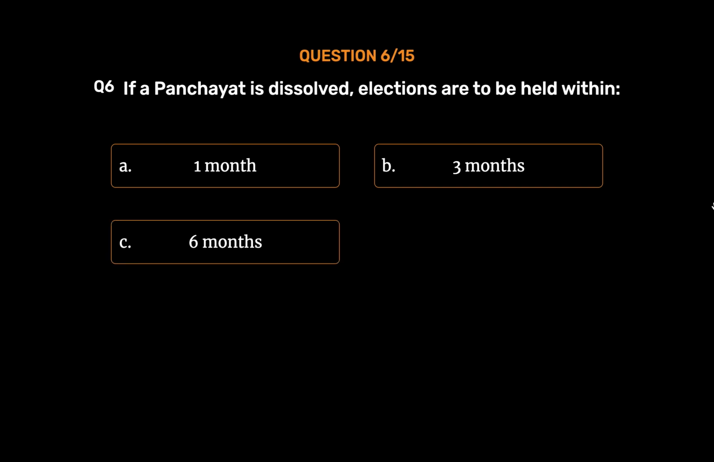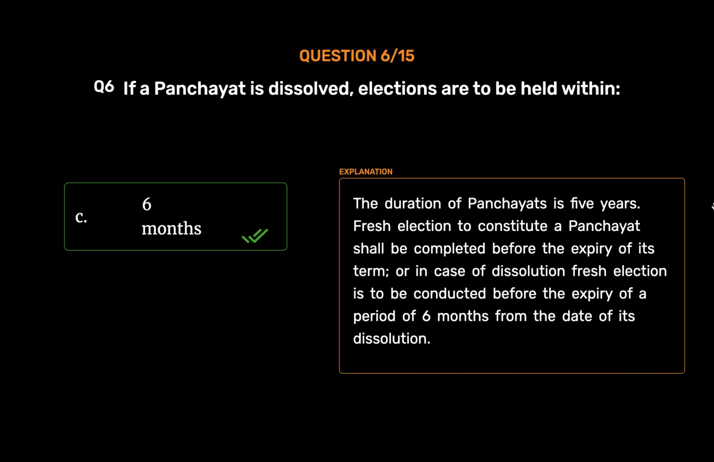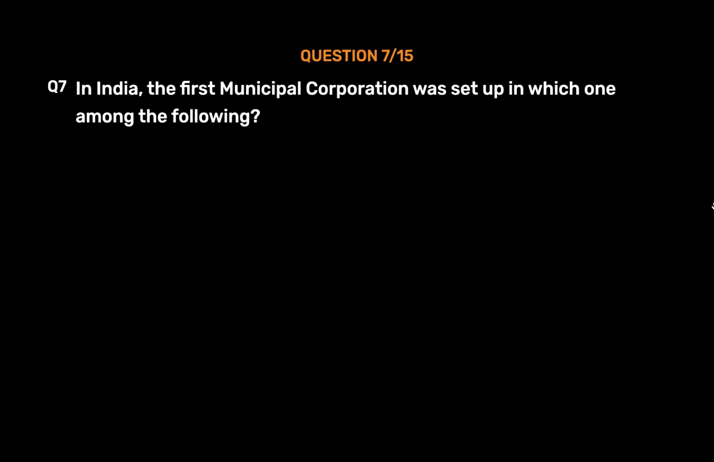Option C. 6 months. Option D. 1 year. The correct answer is Option C. 6 months. The duration of panchayats is 5 years. Fresh election to constitute a panchayat shall be completed before the expiry of its term, or in case of dissolution, fresh election is to be conducted before the expiry of a period of 6 months from the date of its dissolution.